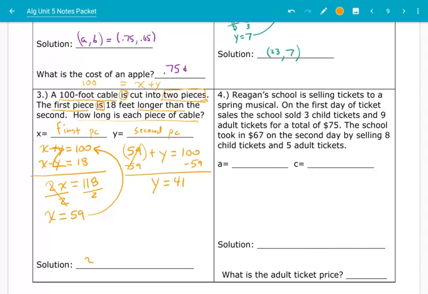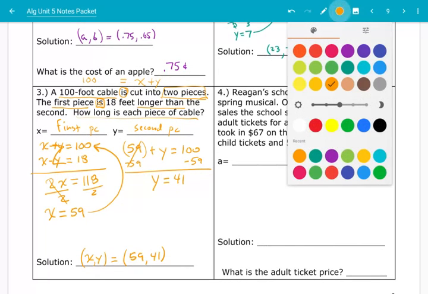All right, so the solution, x, y, equals 59, 41. There we go. Okay, last one.